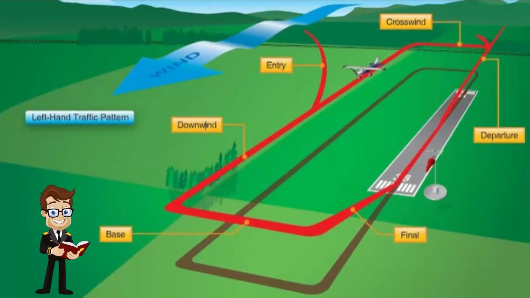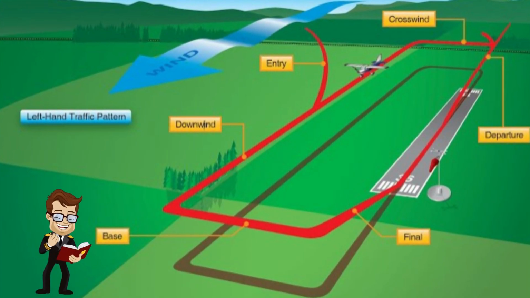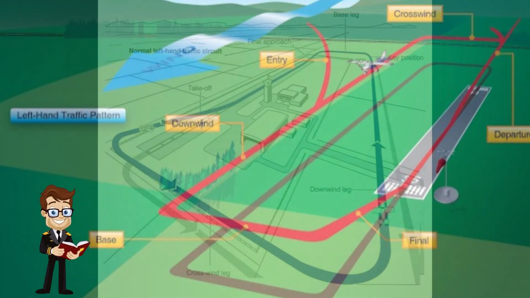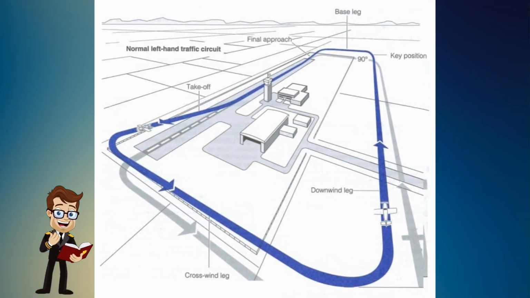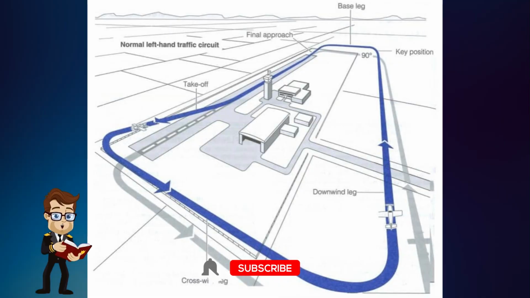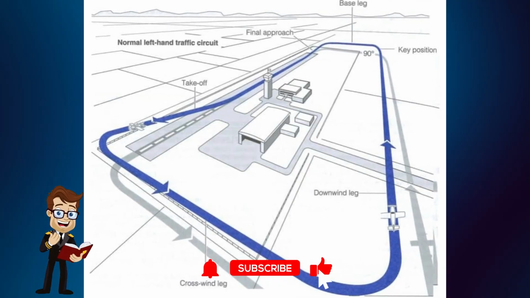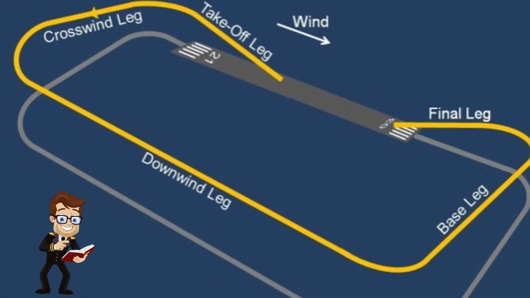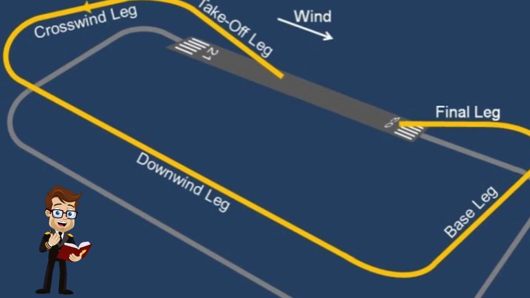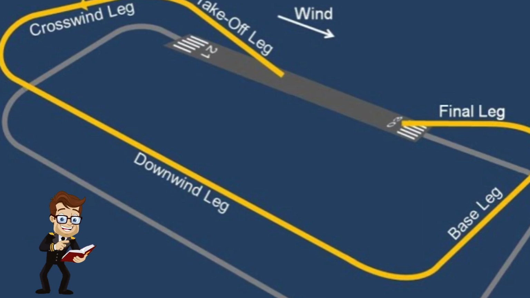Every leg of the VFR traffic pattern contributes to a structured and predictable flow of aircraft. It ensures that multiple airplanes can operate safely in the same airspace, offering each pilot the clarity and discipline needed to manage a safe approach and landing. The traffic pattern is more than procedure. It is the heartbeat of everyday flying, a sequence repeated countless times yet treated with precision every single flight.